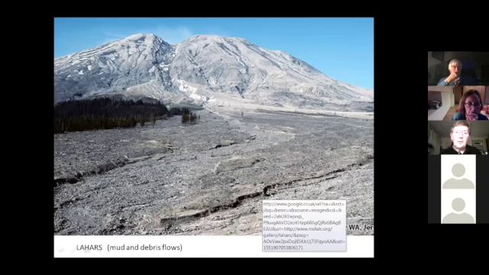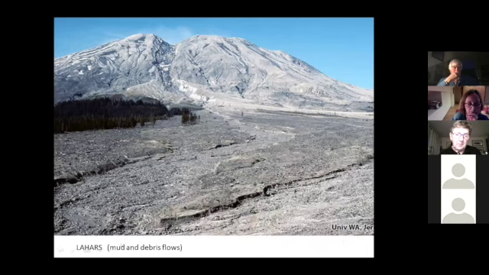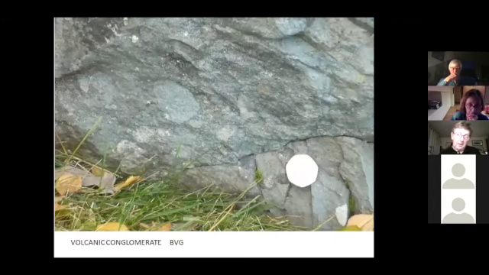And one of the things that the region still suffers from is flows of mud, volcanic mud, which go under the name of lahars, mud and debris flows, and they can wreak enormous damage. In fact, lahars and mud flows from recently active volcanoes probably present as big a hazard to local communities as anything else.